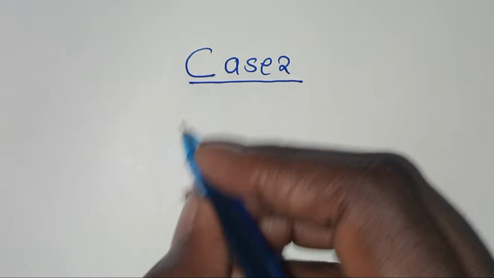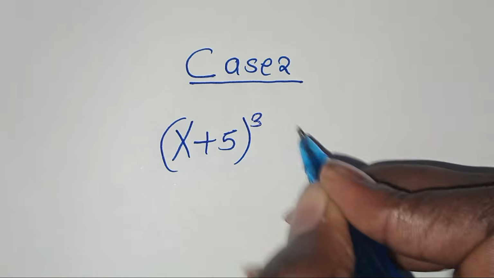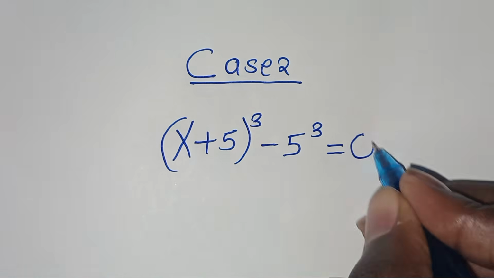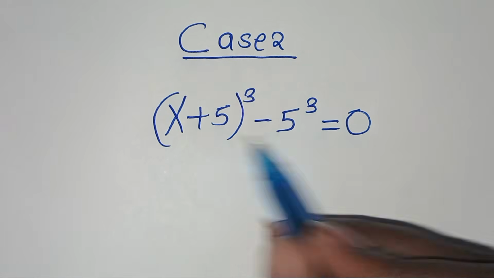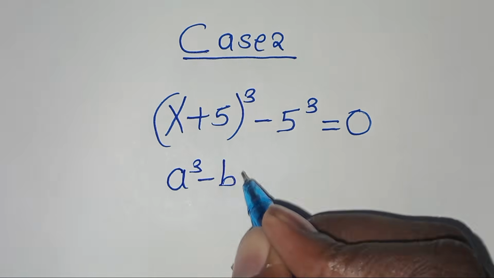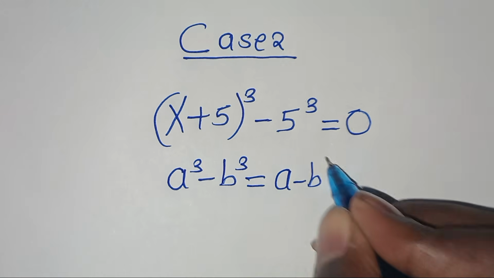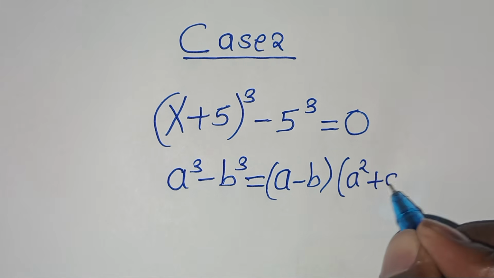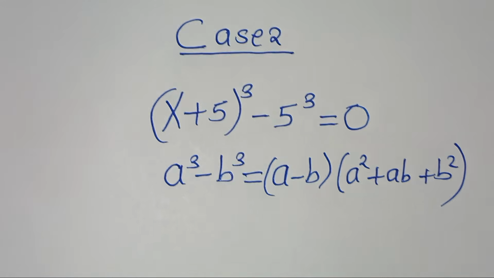Now in case 2 we have x plus 5 raised to the power of 3 subtract 5 to the power of 3, this is equal to 0. This is the difference of two cubes that we can express as a to the power of 3 minus b to the power of 3, which we can express as a subtract b times a to the power of 2 plus a times b, then plus b to the power of 2.